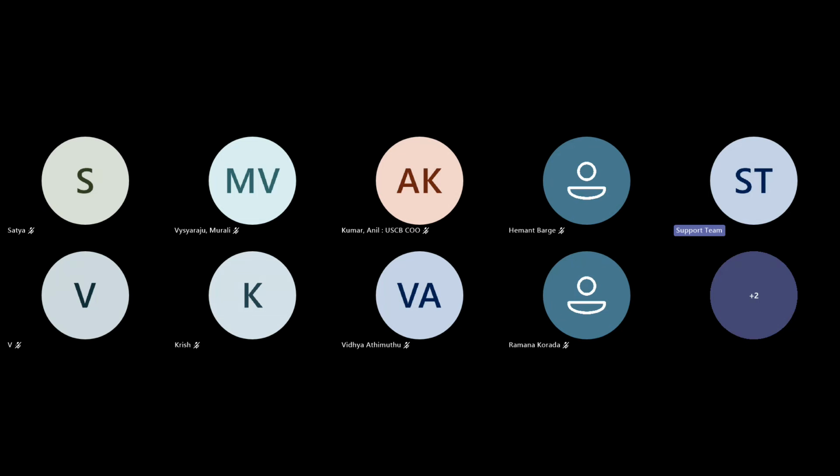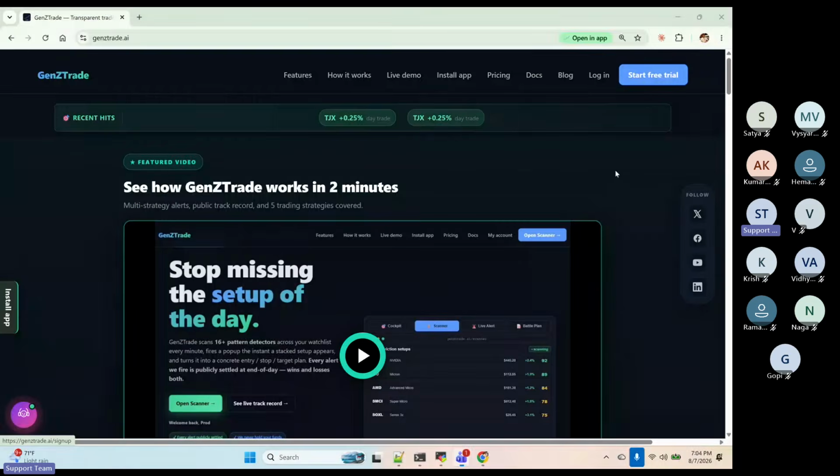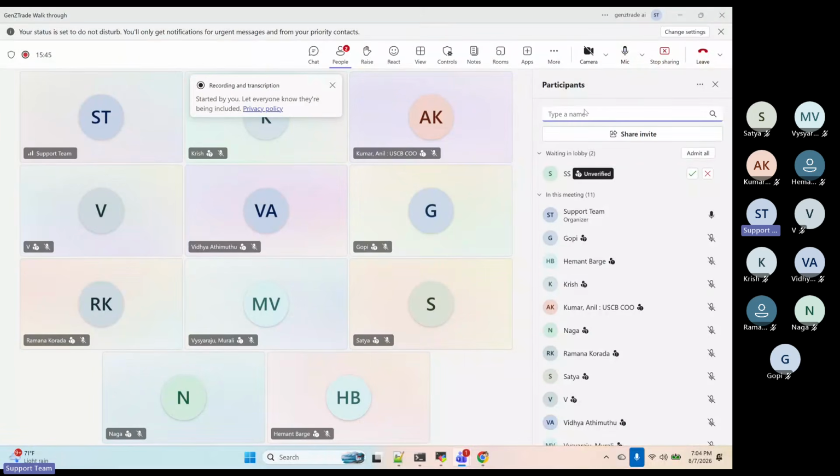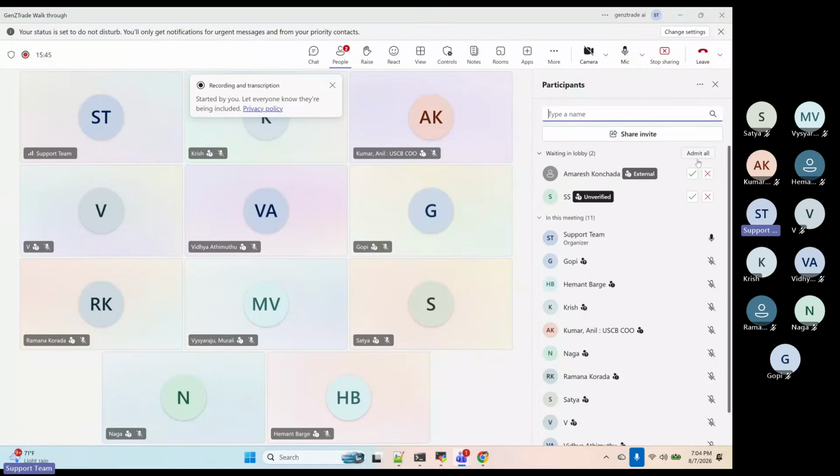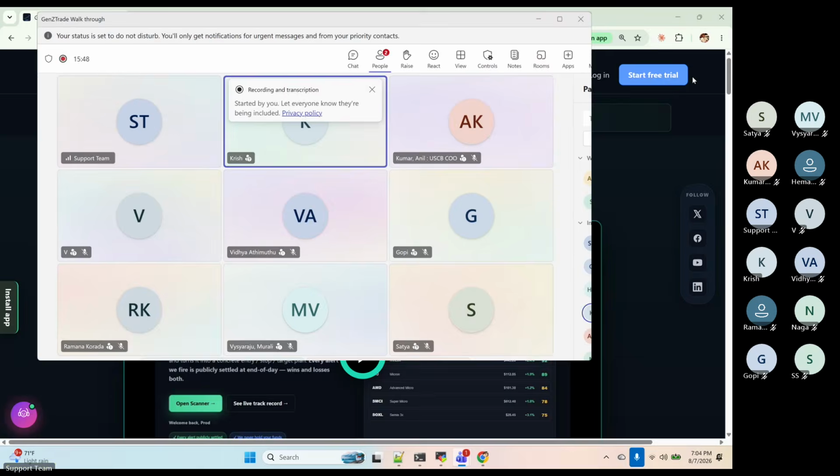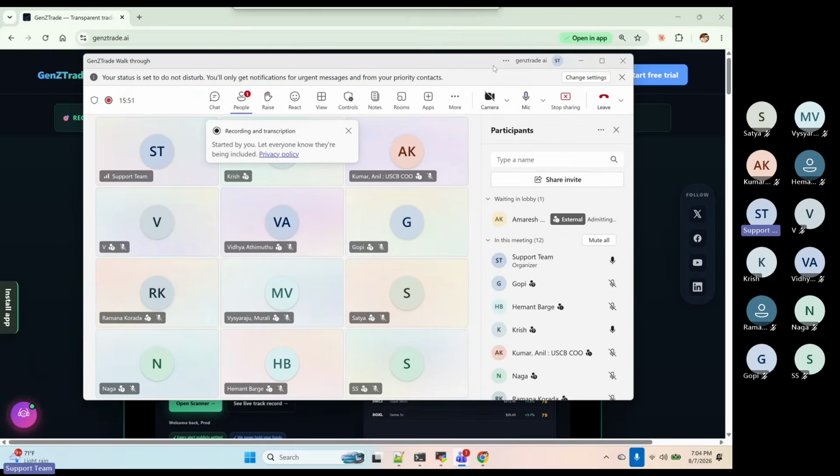So let's start the conversation. And I will work accordingly. Let me know if you are all able to see the screen. Yes, we can. I need to see. This admin option is killing me.